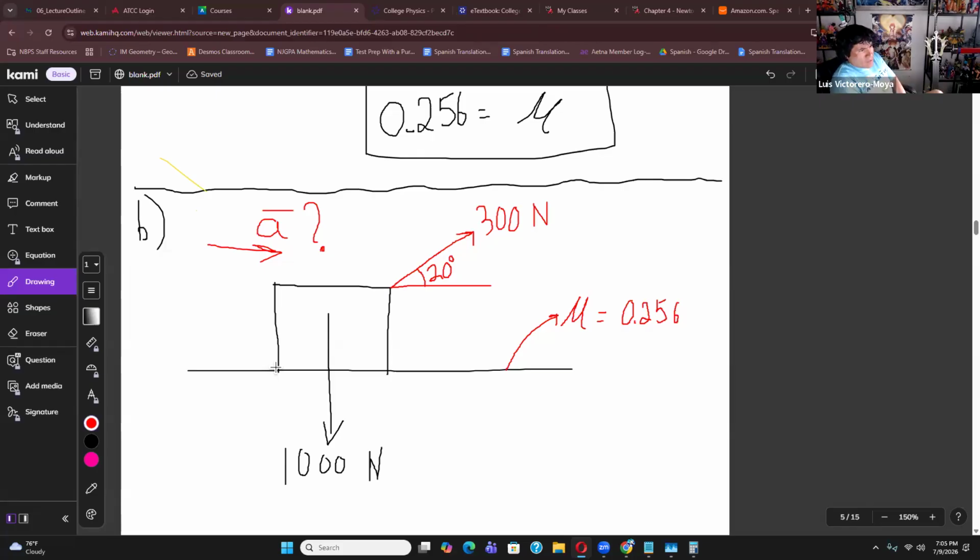Yeah, so this time the normal is going to be, you're going to subtract it, yeah, exactly. It's going to be less than before. That's why it's accelerating.